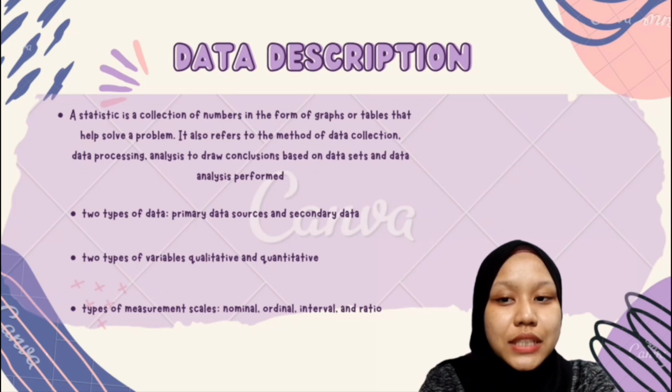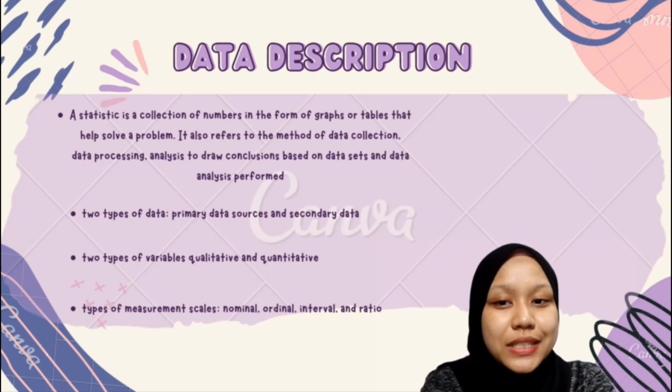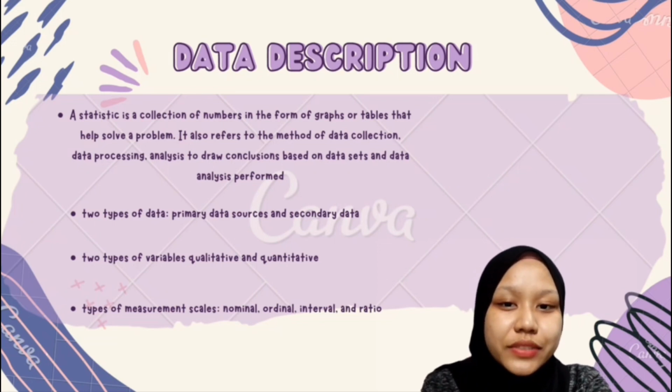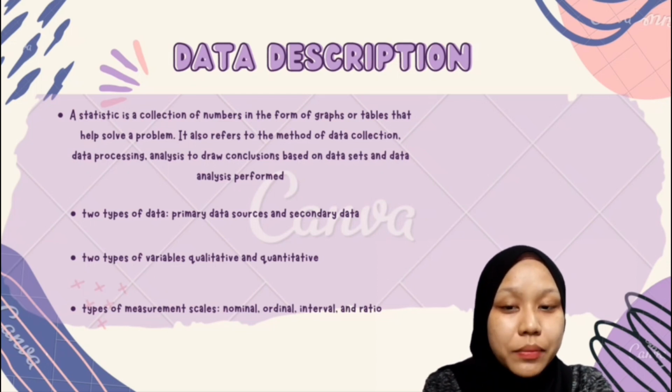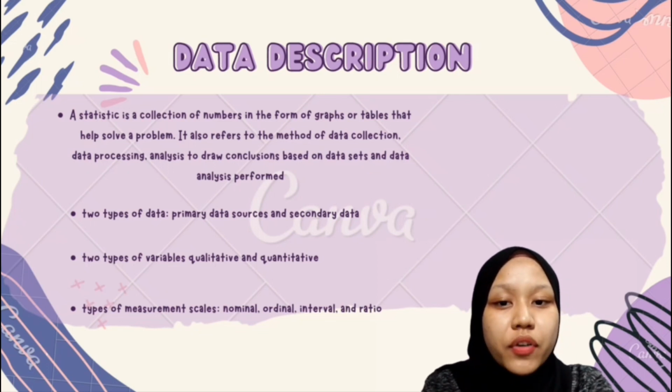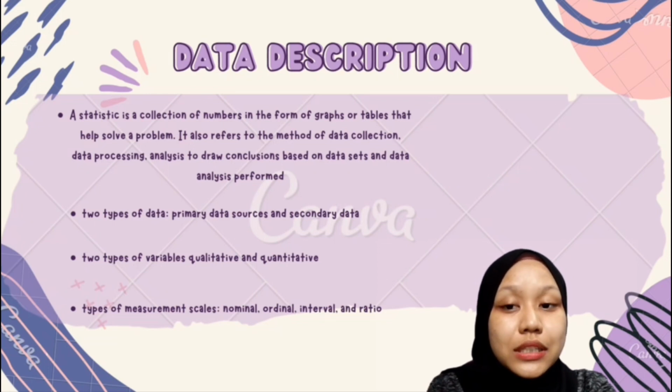Next, we have the types of measurement scales, which are nominal, ordinal, interval, and ratio. The nominal scale is where the number acts as a tag or label to classify or identify objects. The ordinal is categorical data, also called tier data, which has a higher level and size than nominal, but no arithmetic operations are meaningful.